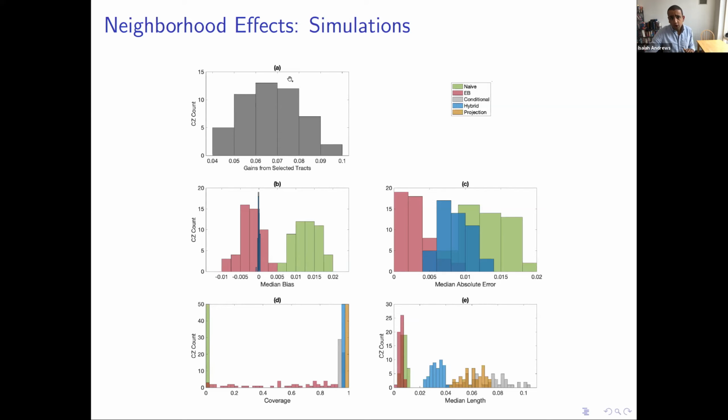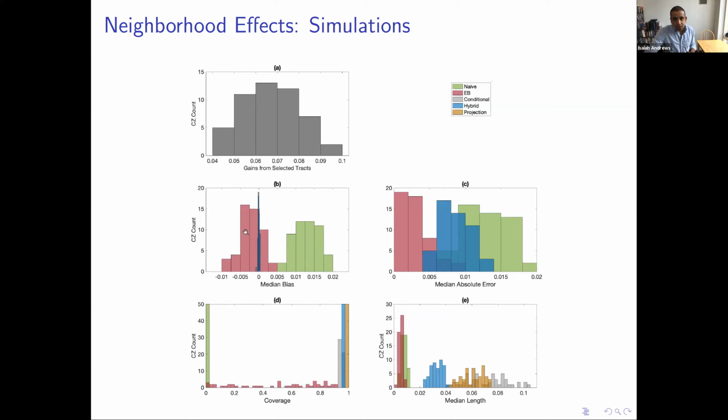We see that across all 50 commuting zones, these numbers are positive, which is saying that, under this model, we are succeeding in selecting higher quality tracts on average by doing things in this way. Panel B shows the median bias of various estimators. The green here is the naive estimator, which just ignores the selection issue. Not surprisingly, it's upward biased for exactly the reasons we already discussed.